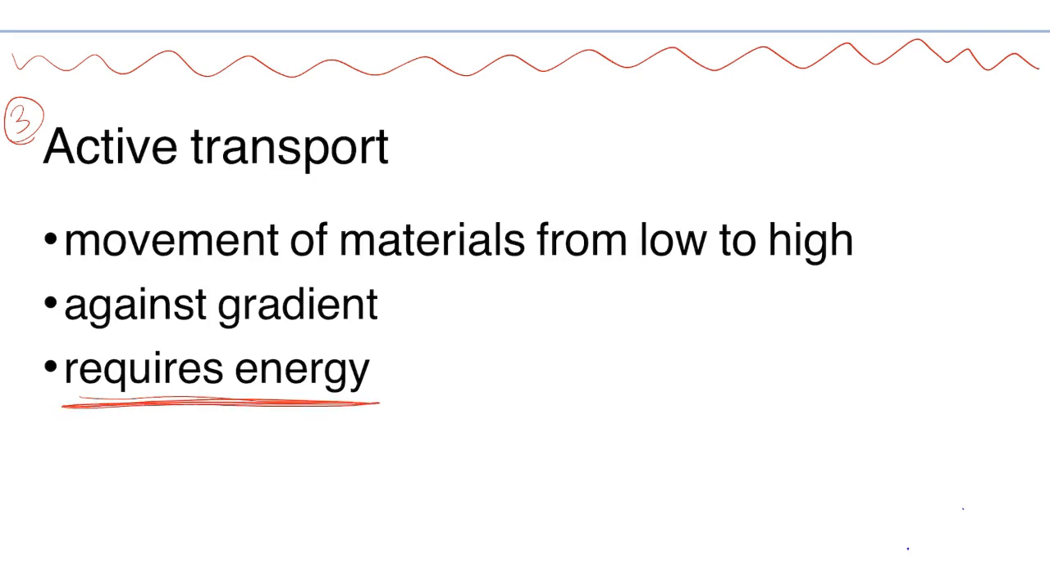So for active transport, this is going to require energy. And because it requires energy, it's going to help us move things from areas of low concentration to high concentration. So the opposite of our passive transport, which does not require energy and goes from high to low. So active transport is helping substances move against the concentration gradient.